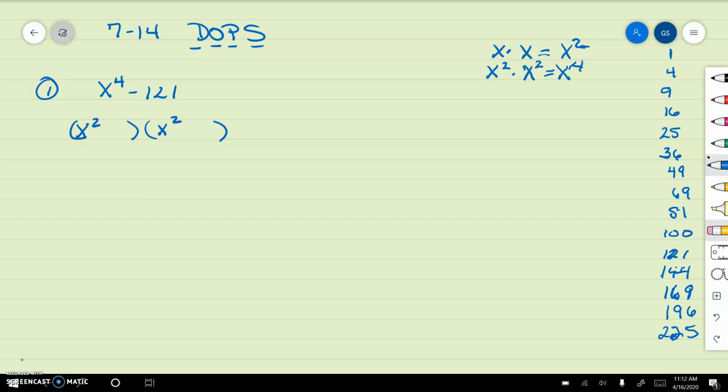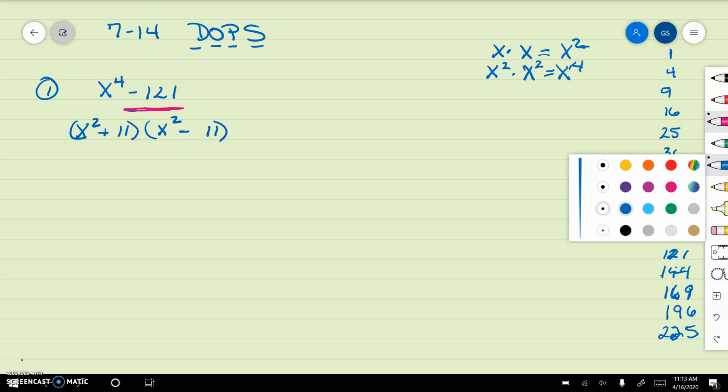In the back, we just have to take the square root of 121. Well, the square root of 121 is 11. So I put an 11 in the back of each one. And then I put my addition and my subtraction signs, plus and minus, because positive 11 times negative 11 is negative 121. And that's what we're looking for over here, negative 121. I don't think that's too bad. I hope you're okay with that. Just watch it again if I went too fast or you got lost.